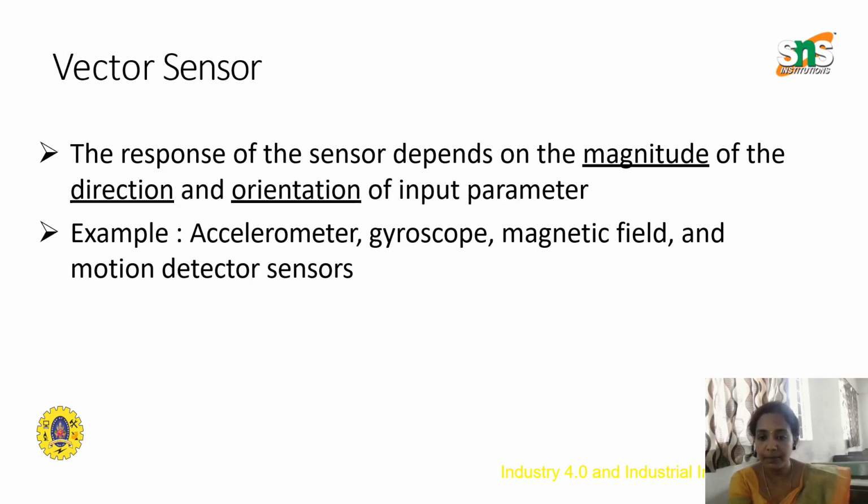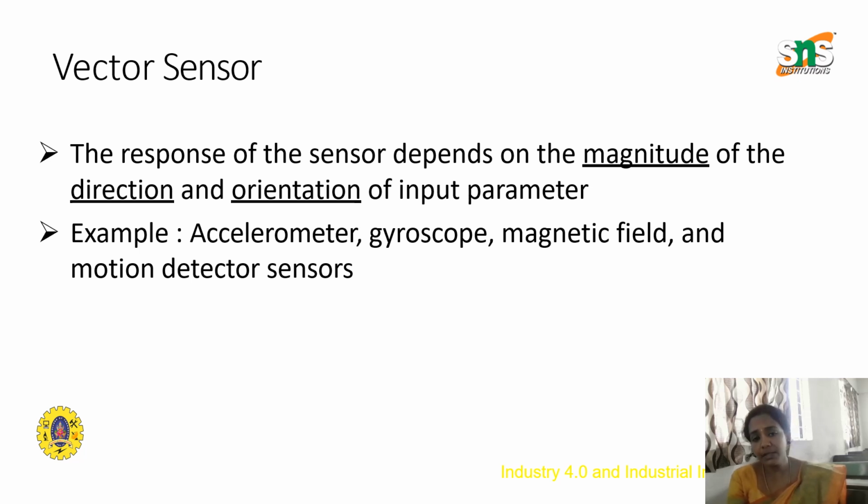So the next type is the vector sensor. The response of the sensors depends on the magnitude, the direction and orientation of the input parameter. Say for example, if we are using a magnetic compass, if I want a direction, and if I want how many kilometers I walked and came from my home, in which direction, then it is called a vector sensor. If the device can produce an output like that, then it comes under a vector sensor, where I'm getting the distance, and the direction in which I walked and came from my home.